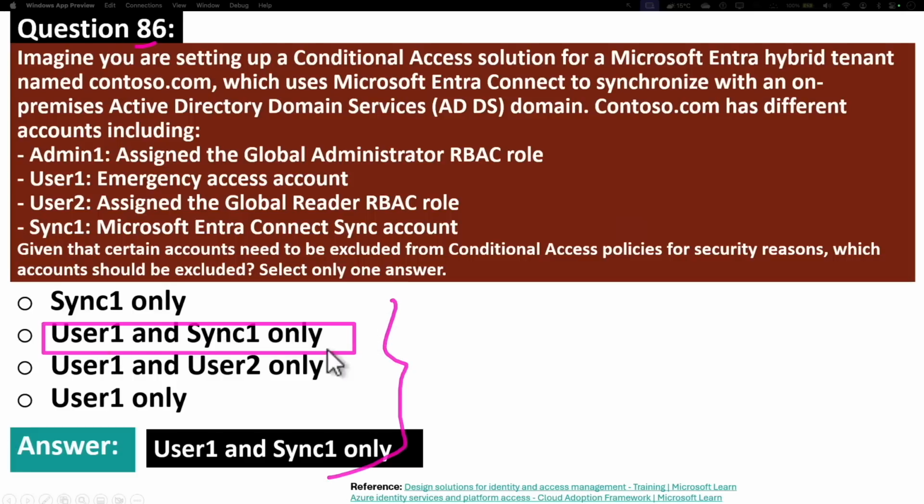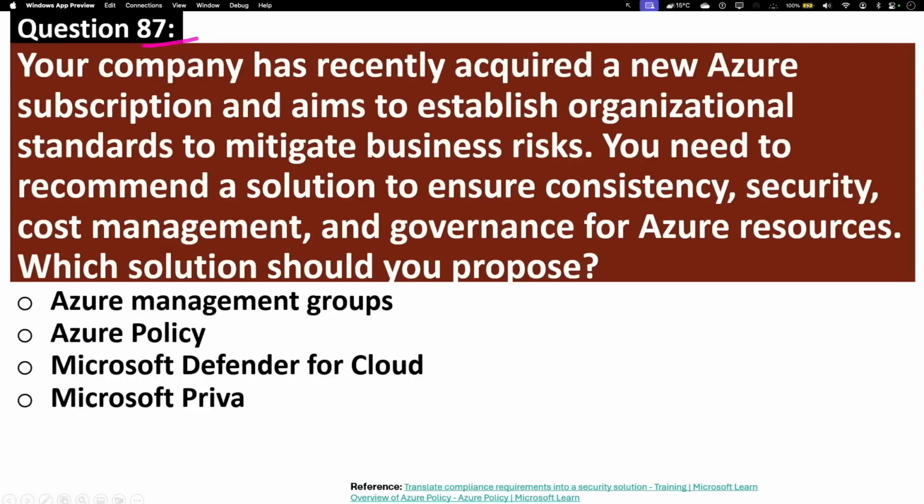The correct answer is user 1 and sync 1 only. Conditional access policies are powerful tools. However, Microsoft recommends excluding emergency access or break glass accounts and service accounts from deployment plans. What are the benefits of excluding these accounts? This ensures availability during emergencies, minimizing downtime, maintains automated services and workflows without interruption, and provides reliable access for administrators during a crisis.